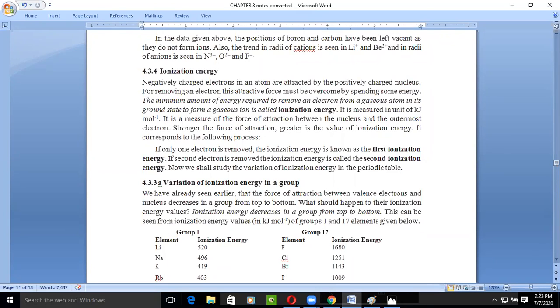It is a measure of the force of attraction between the nucleus and the outermost electron. The stronger the force of attraction, the greater the value of ionization energy. Means the stronger the force of attraction between the nucleus and the outermost shell, the more we have to increase the amount of ionization energy. So when the electrostatic force of attraction increases, the ionization energy increases. If the electrostatic force decreases, then the ionization energy will also decrease.